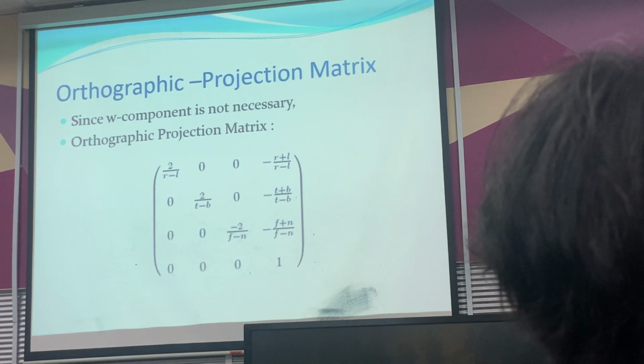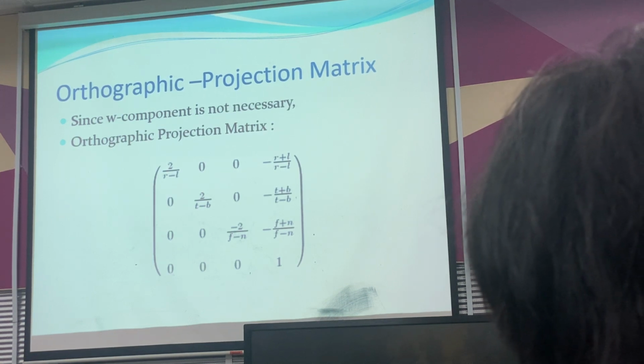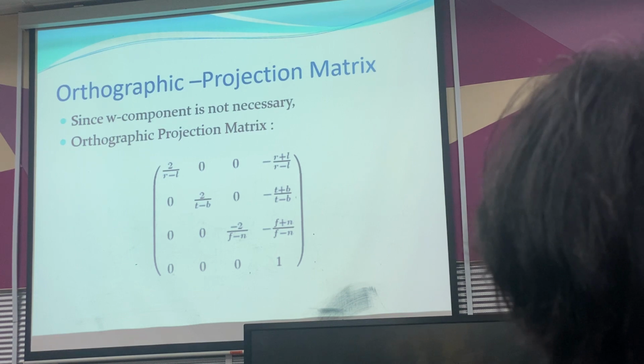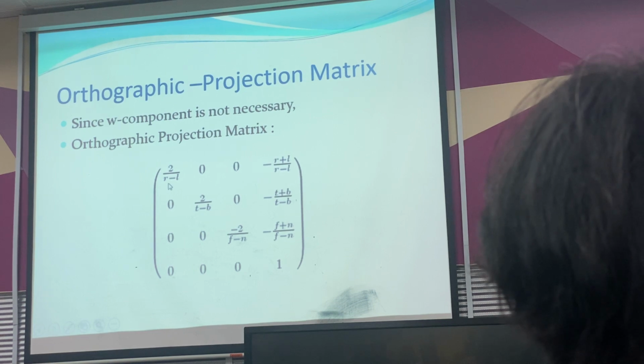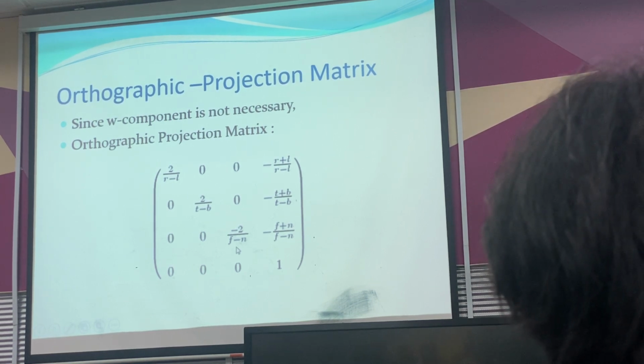Because we want to see the projection matrix, since the W component is not necessary for the normalization, the last row there is still constant: 0, 0, 0, 1. So this will be the projection matrix for orthographic. The diagonal refers to the size, so this is the size for x, size for y, and size for z.